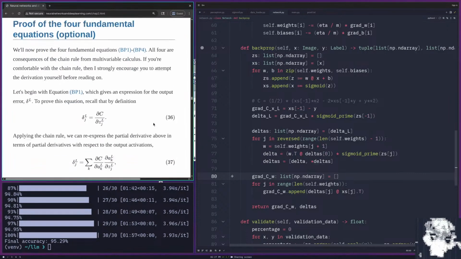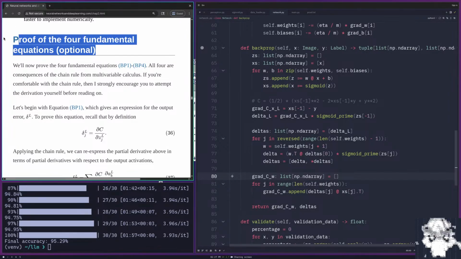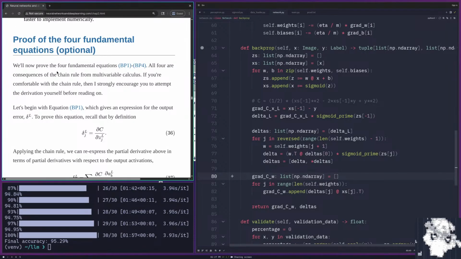Okay. Proof of the 4 fundamental equations, optional. Aha, okay. So this is what I was missing. I was missing reasoning for why BP2 to 4 are true. BP1 I understand already. We'll now prove the 4 fundamental equations BP1 to BP4. All 4 are consequences of the chain rule from multivariable calculus. If you're comfortable with the chain rule, then I strongly encourage you to attempt the derivation yourself before reading on.